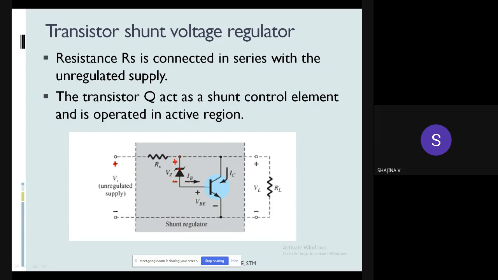And you have this current IB to the base and IC the collector current, and VBE is the base-emitter voltage of the transistor. Let II be the input current, IZ be the current flowing through the Zener diode, and let IL be the load current.